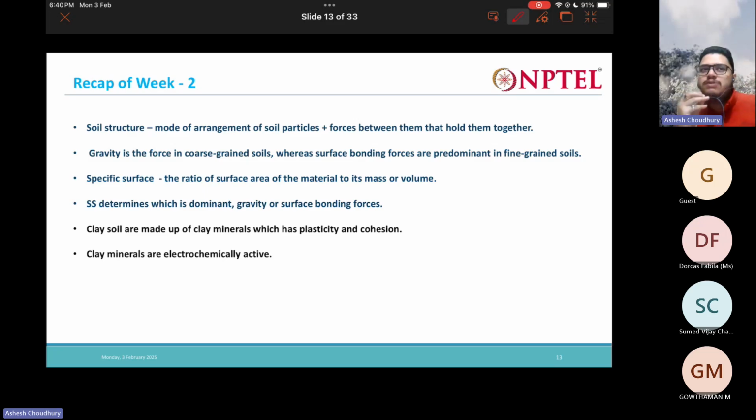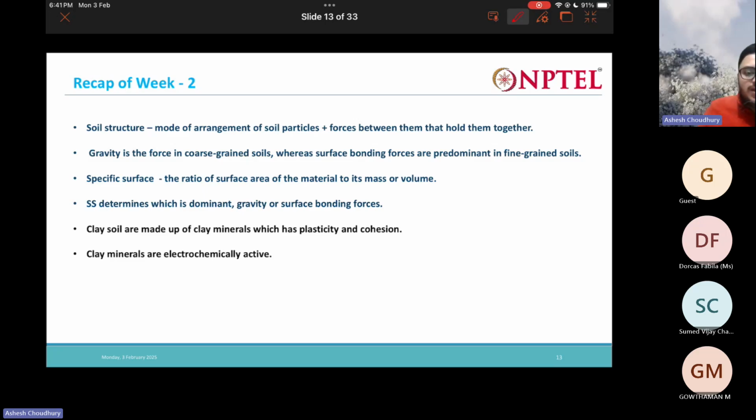So specific surface will be higher when the particle sizes are very small. If the particle sizes are small, that is in fine grained soil, what is going to happen? The electrical charges and the chemical behavior are going to be the main force that holds the particles together, and not gravity. So specific surface determines which is dominant, whether it is gravity or surface bonding forces. If specific surface is higher, then surface bonding forces will be dominant.